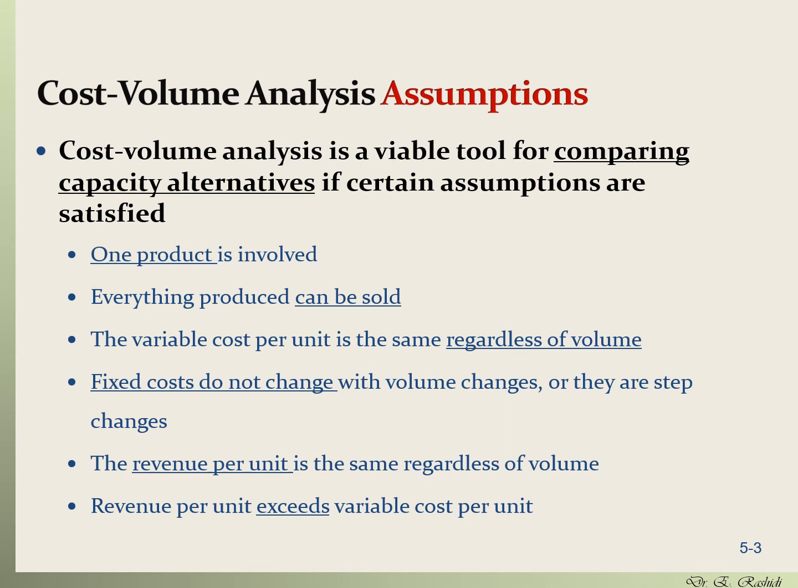Another assumption is that revenue per unit exceeds variable cost. If you look at the formula again, for the break-even point, it would also make sense that in the denominator, we had fixed cost divided by R minus V, and R apparently must be bigger than V, the variable cost, otherwise it would be a negative value. That wouldn't make sense. So this is another assumption that we have made for the cost volume analysis.